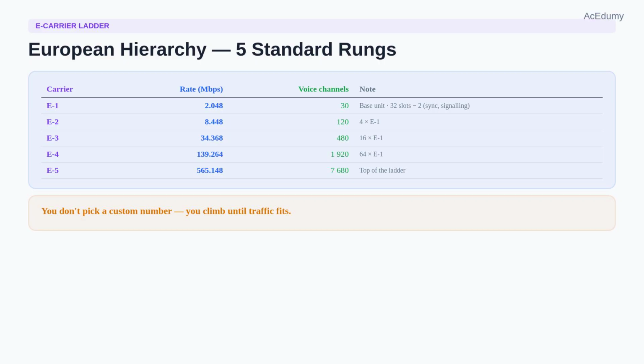Each rung is a multiple of the one below it. When you pick a carrier, you do not get to pick a custom number. You walk up this ladder until your traffic fits.